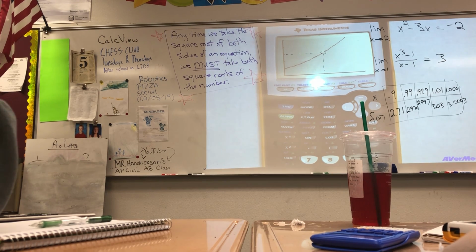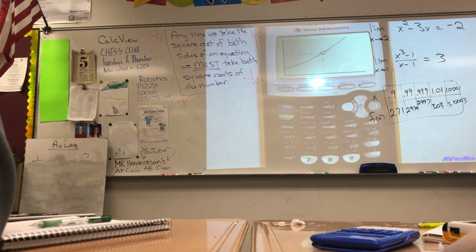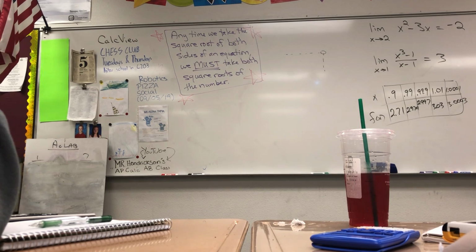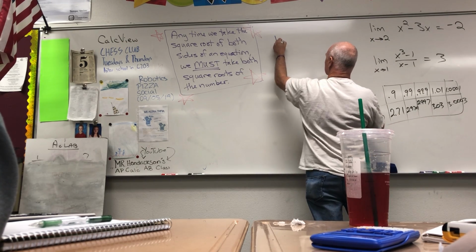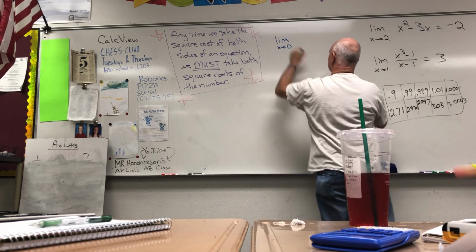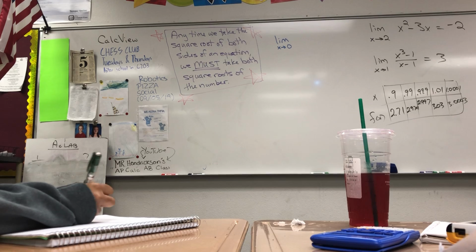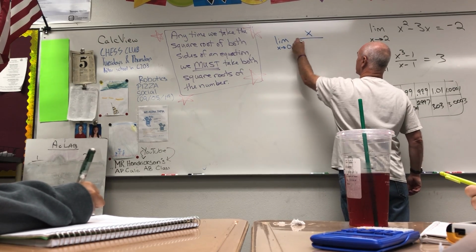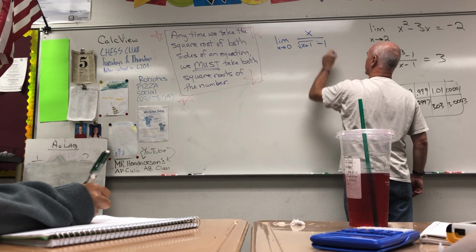All right, the next one I want to do is the limit, let's see, I'm gonna blank out for a minute. The limit as x approaches 0 of x over the square root of x plus 1 minus 1.